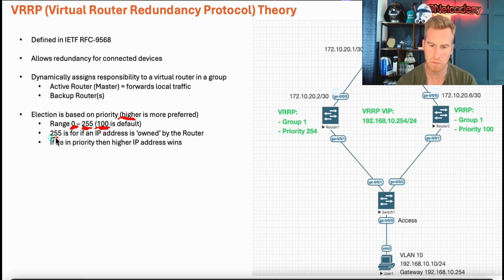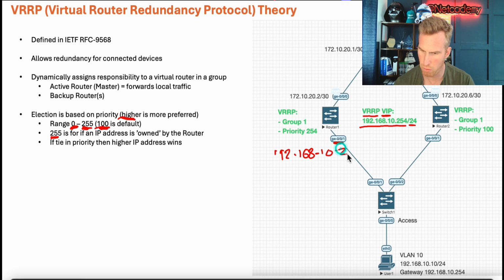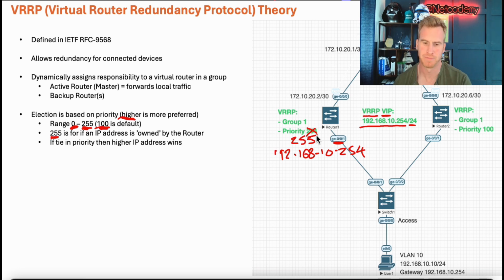Now there is actually a use for the 255, and that is if that router owns the IP address. Just to put that into English, what does that mean? The Virtual Router Redundancy Protocol virtual IP address is 192.168.10.254 in the /24 subnet. If the interface here, the ge-0/0/1, had the 192.168.10.254 address assigned to it, then we could assign the priority for this router, for this VRRP group, to be 255. That's what's meant by owned.